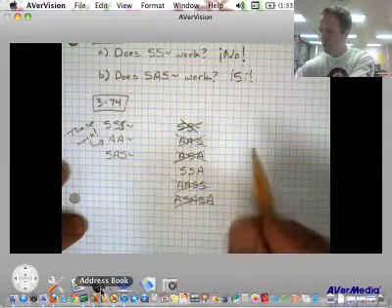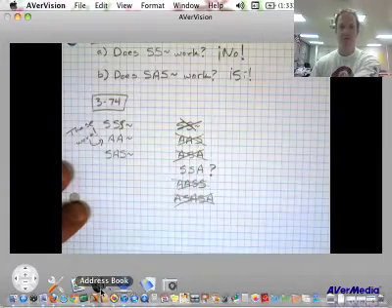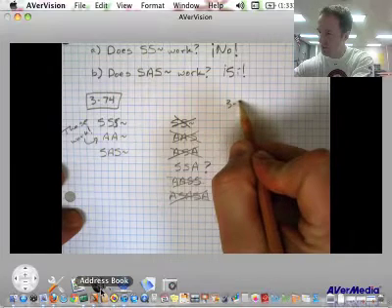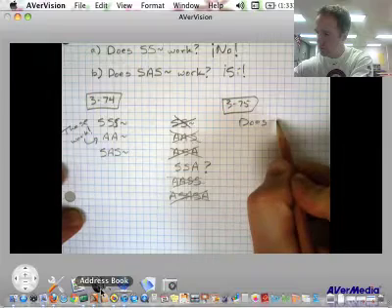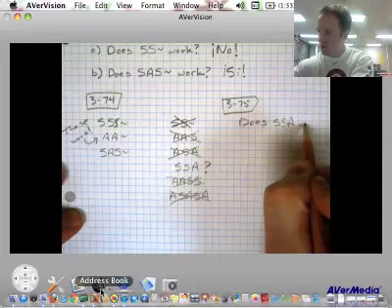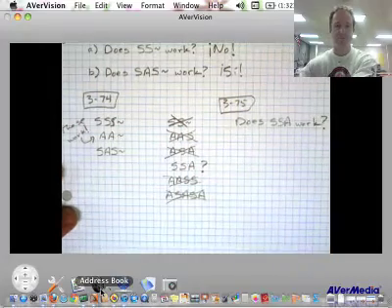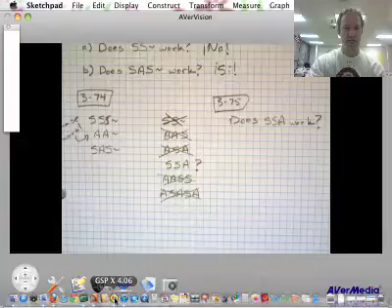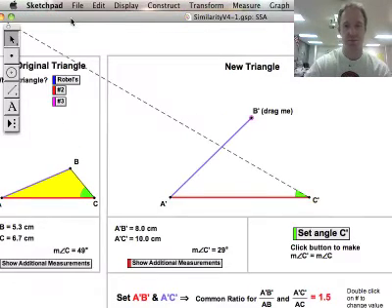So I wonder if side-side-angle works for showing that triangles are similar. Let's go back to our sketch here. Here we go.